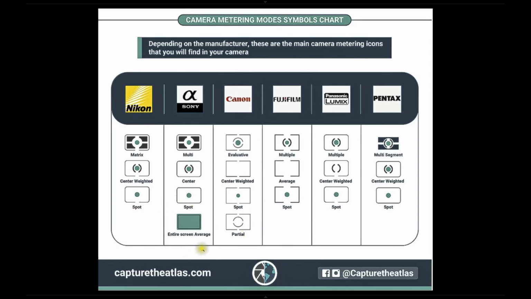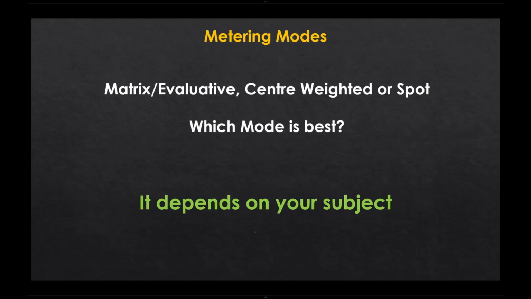And then a couple of the other cameras have an option. The Sony cameras have an entire screen average option, and Canon has another partial metering option. But essentially there are different ways of applying weighting to the different parts of the photograph. And of course, which one is best? Well, it depends on your subject.